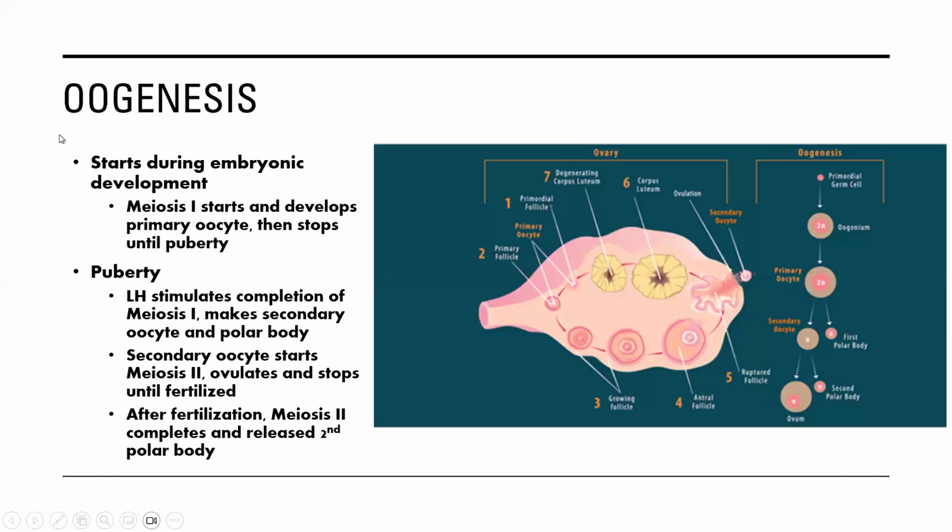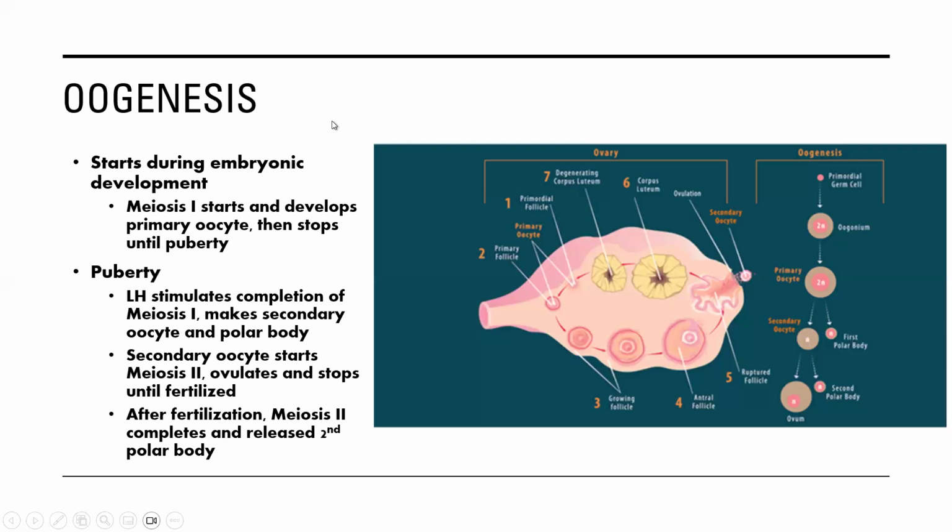Okay, so first of all is oogenesis. Males will start producing sperm when they reach puberty, and they'll produce sperm cells basically late into their age, very late. Females start producing their eggs while they're still in the womb. So what ends up happening is that meiosis one will start, and you'll start producing a primary oocyte. But then it'll stop the process until you hit puberty.